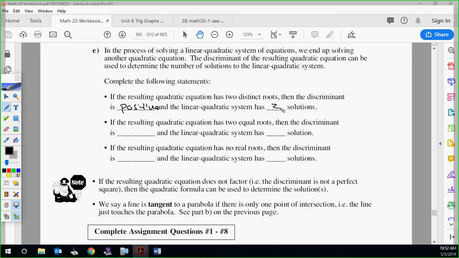If the resulting quadratic equation has 2 equal roots, the discriminant is 0. Nice. 1 solution. And if the resulting quadratic equation has no real roots, the discriminant is negative, and there are no solutions, or 0 solutions. And again, this is what I was telling Justin, when we say a line is tangent to a parabola, there's only one point of intersection. So if you want to underline that, remember tangent. People tend to forget that vocab word. So, okay, we'll stop there.